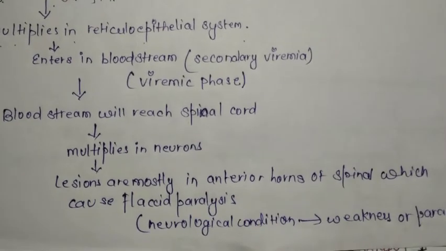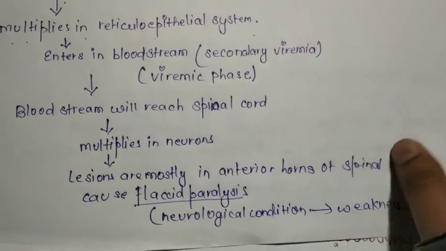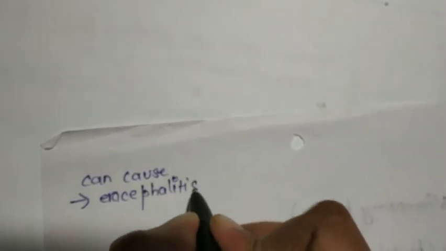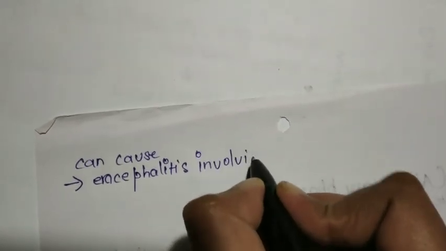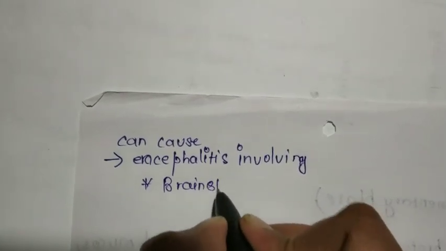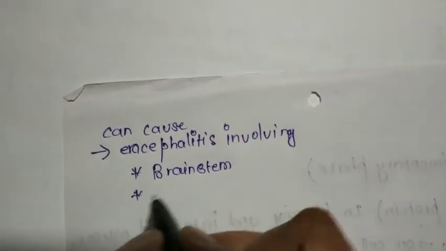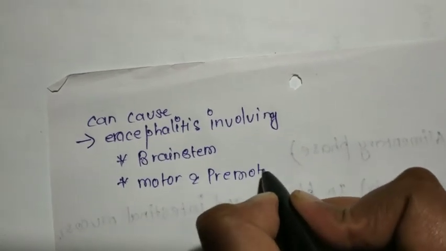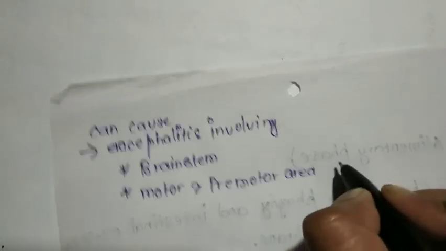Once the host gets flaccid paralysis, the patient may also get things like encephalitis, which involves the brainstem, the secondary motor and the premotor areas of the cerebral cortex.